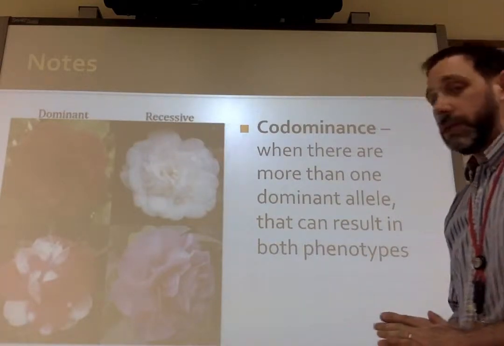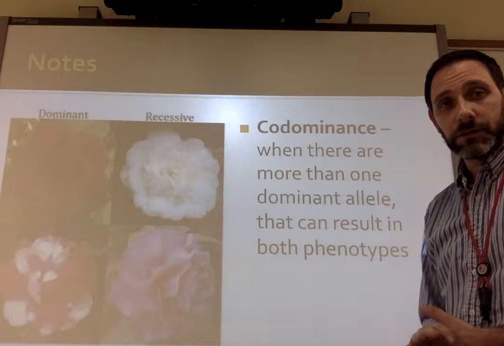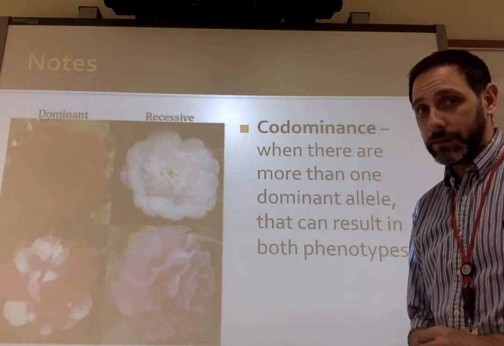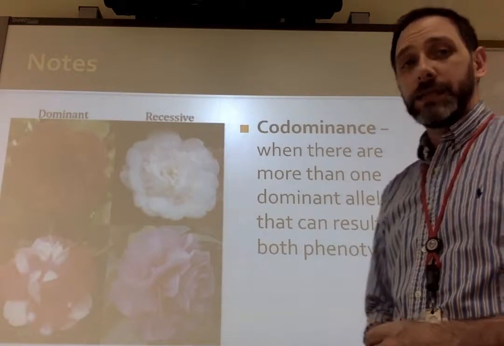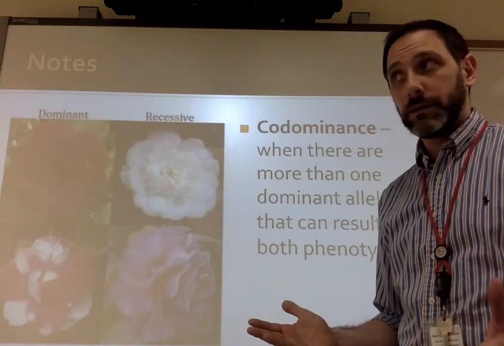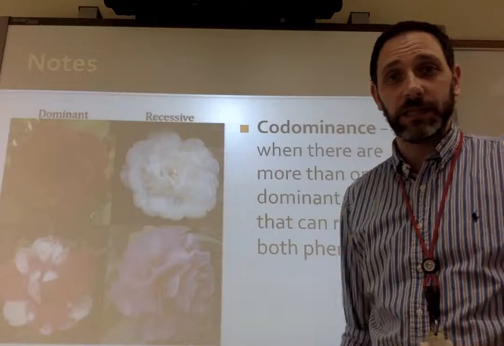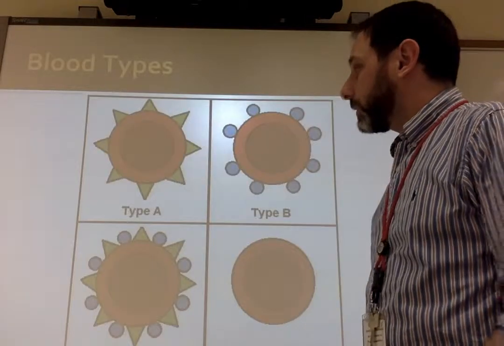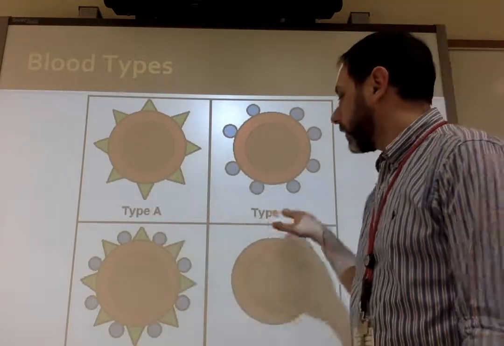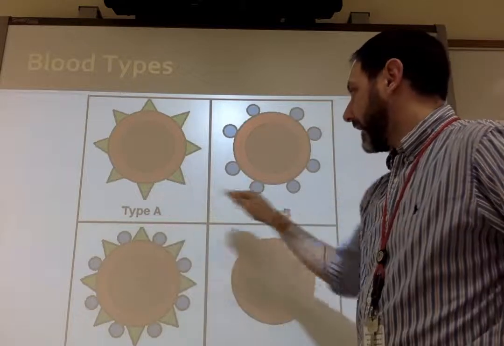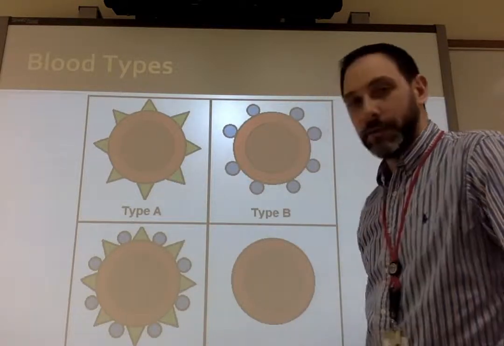For this class, the only codominant trait we're going to focus on is human blood type. And human blood type involves two dominant traits, and you could have both of them simultaneously. So there are four main blood types: type A, type B, type AB, and type O.